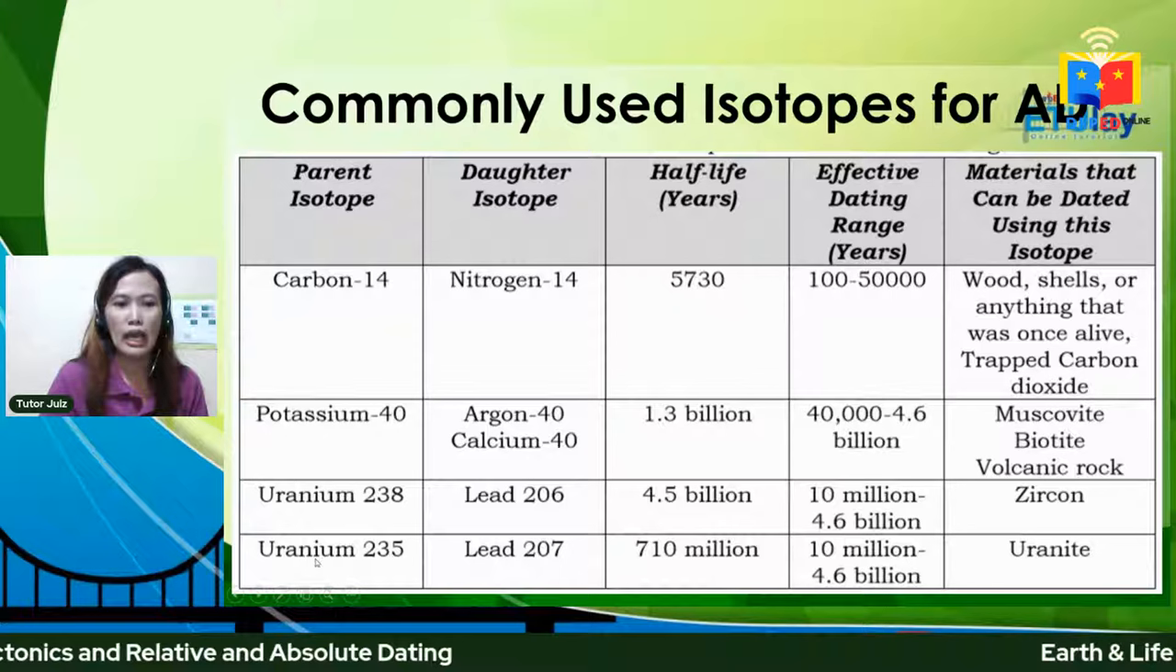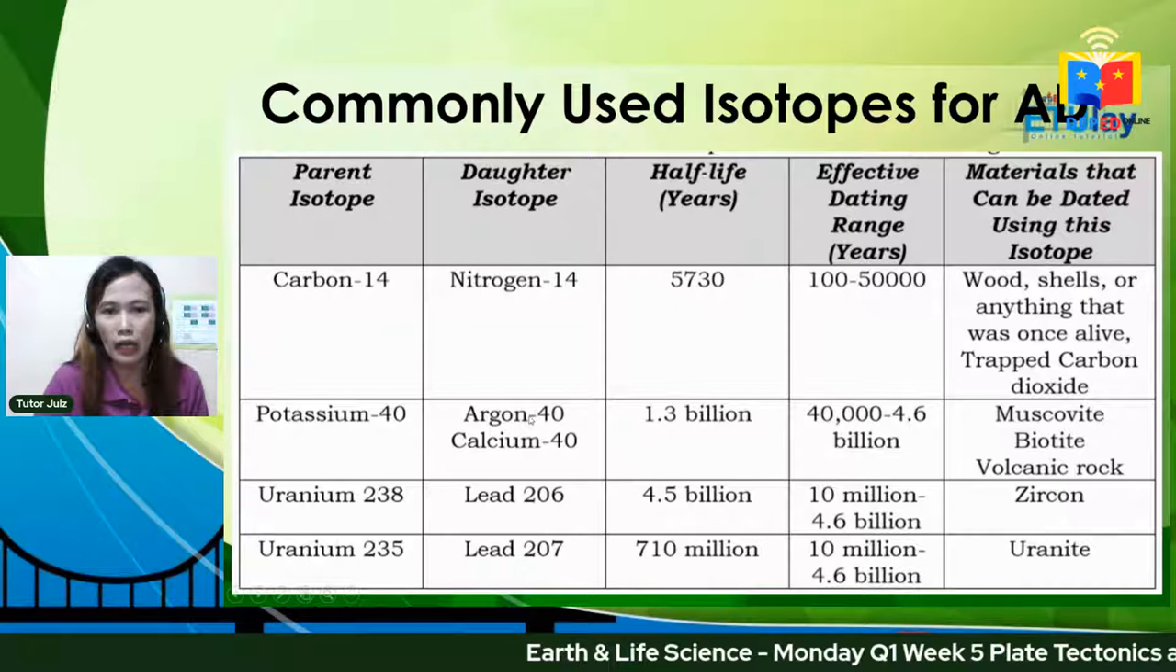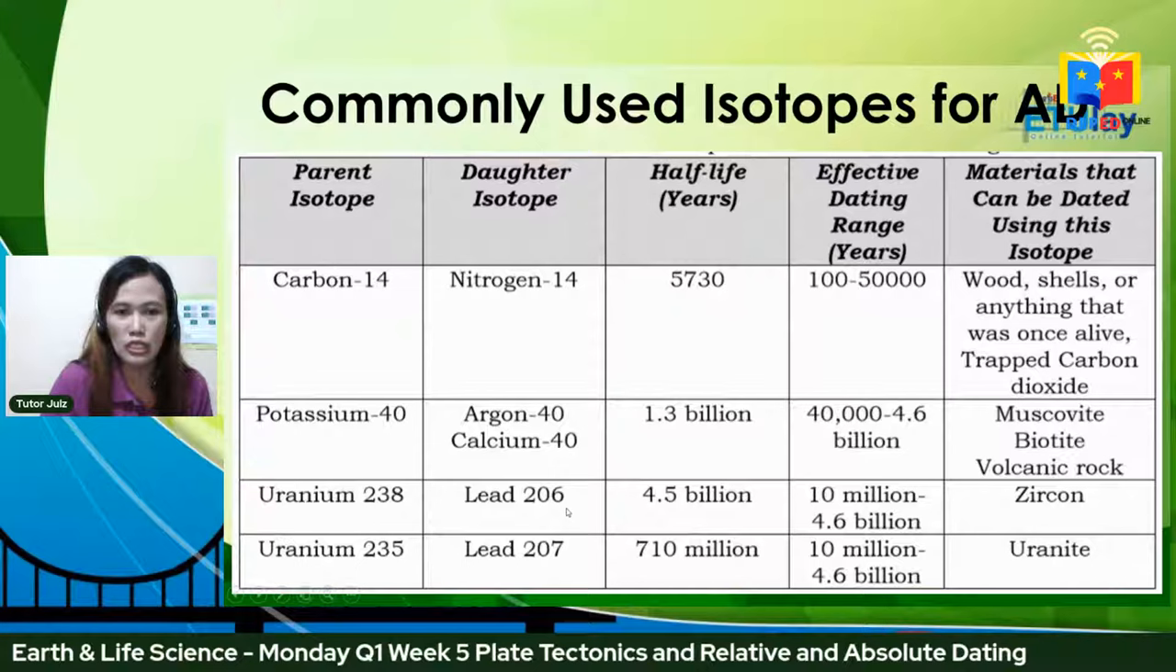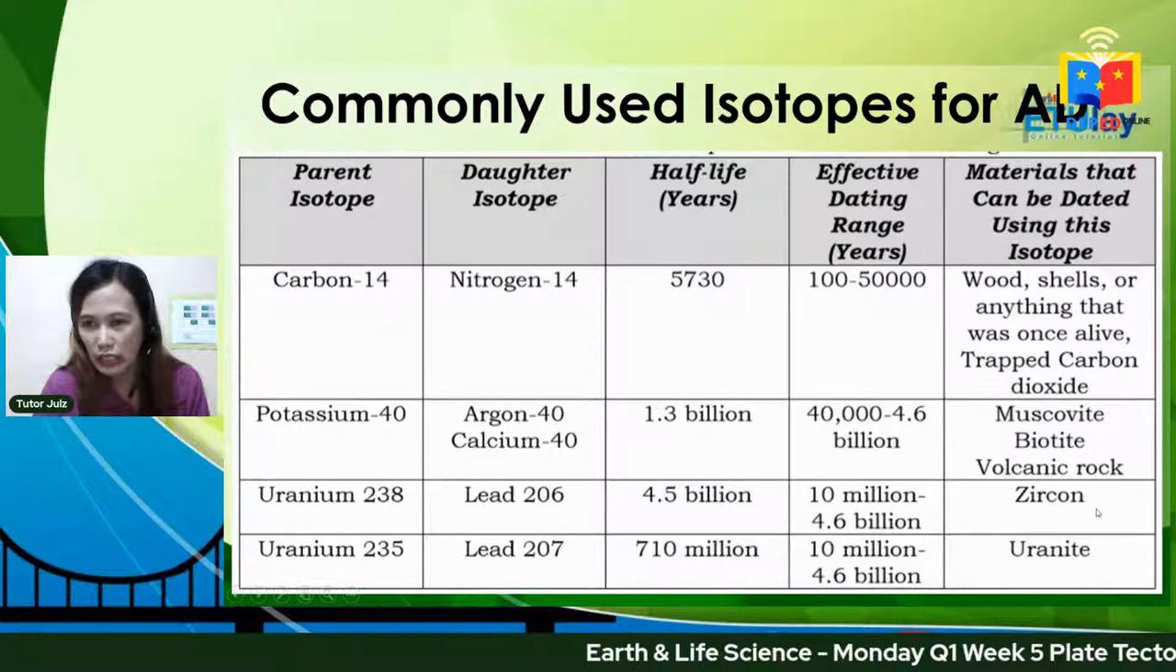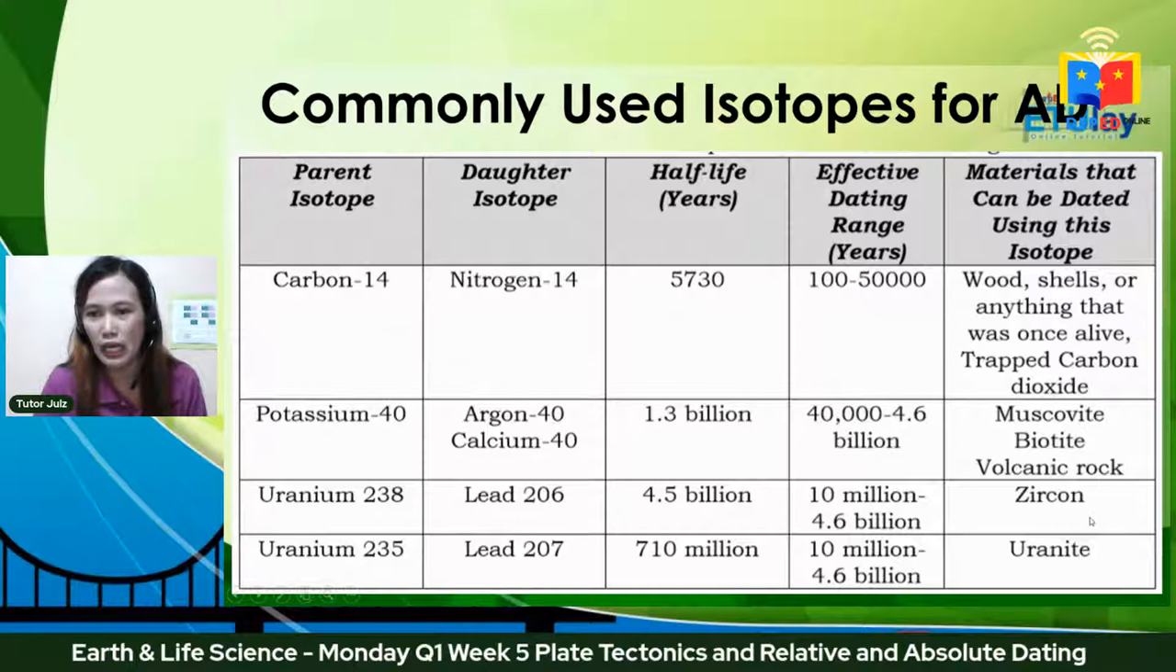So the potassium 40, daughter isotope, argon 40, and calcium 40. For the uranium 238, lead 206, and uranium 235, lead 207. So materials that can be dated using this isotope, they use it in muscovite, in uranium 238, in zircon. Those are the minerals na ginagamit to determine the age of those minerals. In uranium 235, ginagamit yan in uranium.